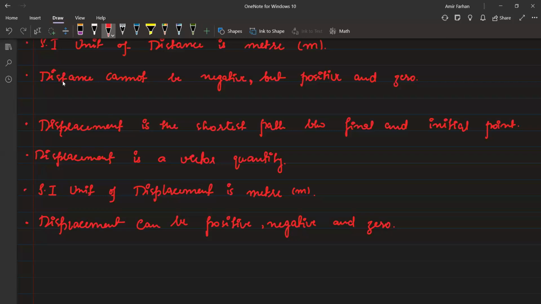In terms of displacement, if the displacement is 0, it doesn't mean that you haven't moved from your position. It means that the shortest distance between the initial and final point is nothing, because from where you have started, the final position is the same as the initial position. That means the displacement is 0. Clear, everybody?